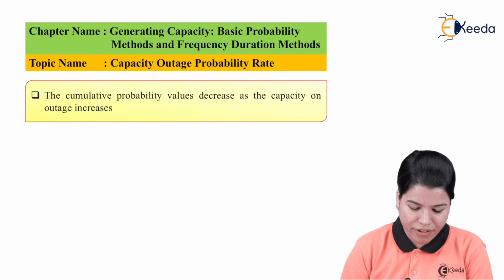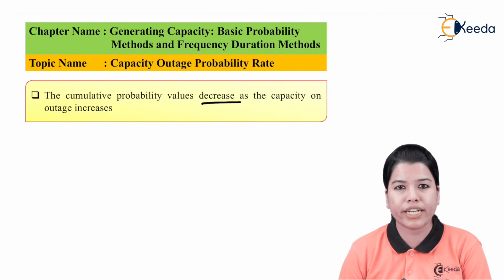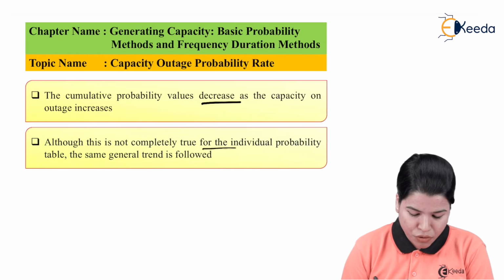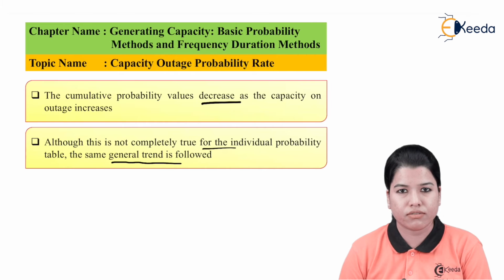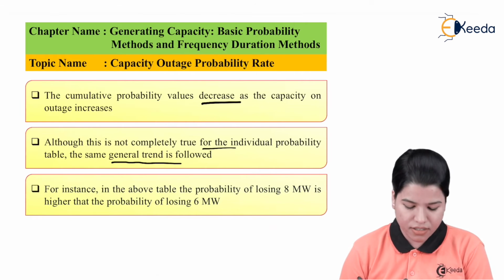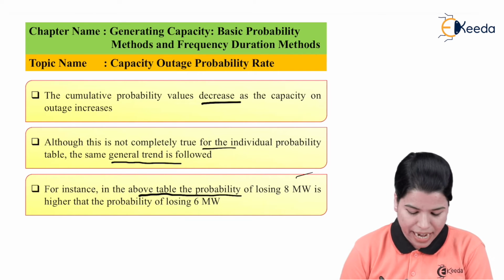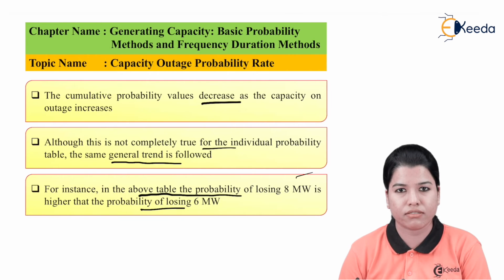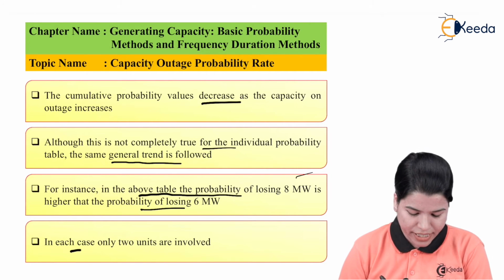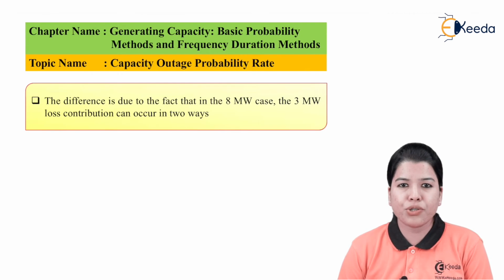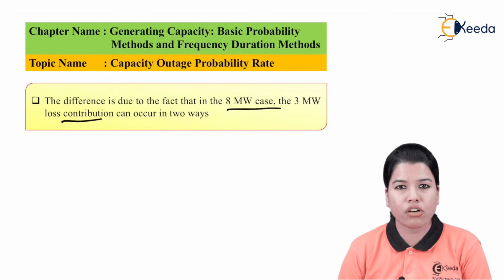So the cumulative probability values decrease as the capacity on the outage increases. Although this is not completely true for the individual probability table, the same general trend is always followed. For instance, in the above table, the probability of losing 8 megawatt is higher than that of the probability of losing 6 megawatt. In each case, only 2 units are involved. Now this difference is due to the fact that in 8 megawatt case, the 3 megawatt loss contribution can occur in 2 ways.